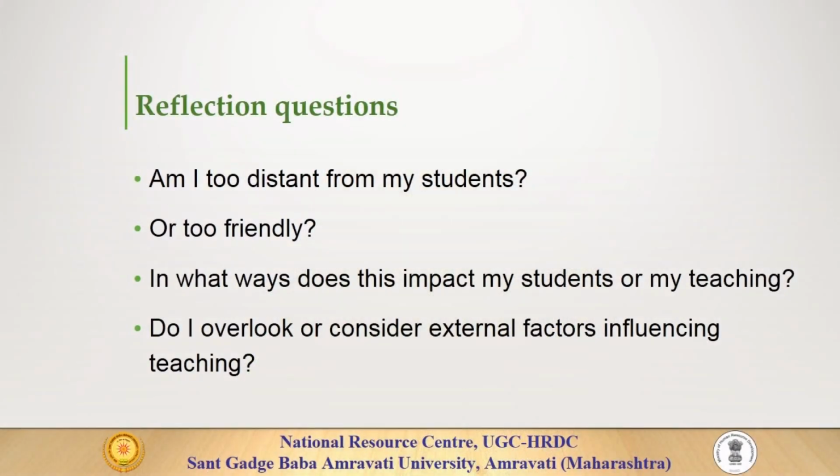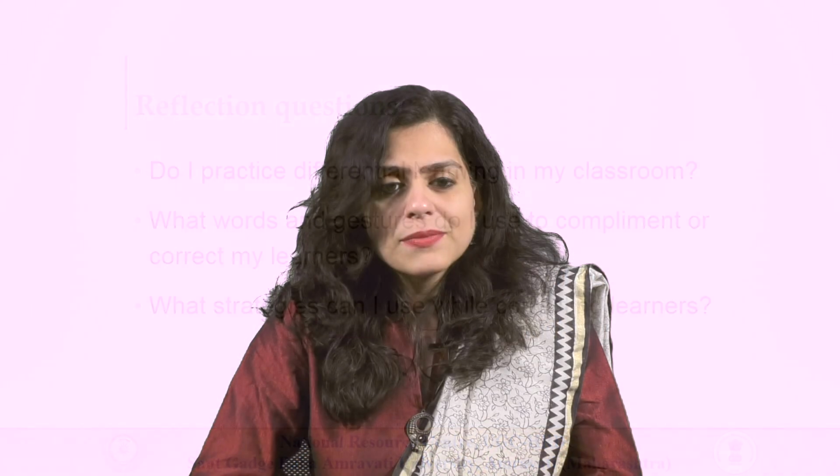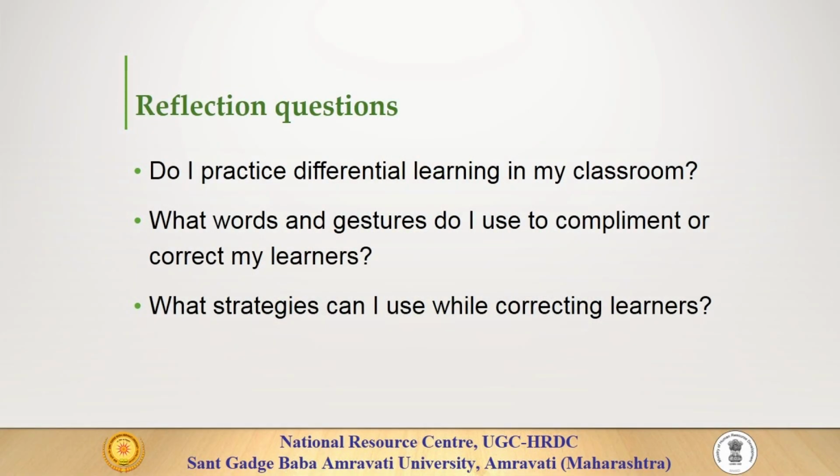So, finally, I'd like you to consider some reflection questions in the light of all that we have discussed. Ask yourself, am I too distant from my learners or too friendly? In what ways does this impact my students or my teaching? Do I overlook or consider external factors influencing teaching? Do I practice differential learning in my classroom? What words and gestures do I use to compliment or correct my learners? What strategies can I use while correcting learners?